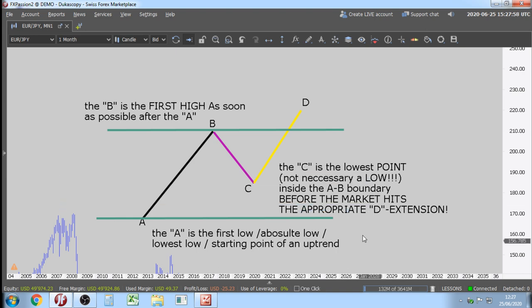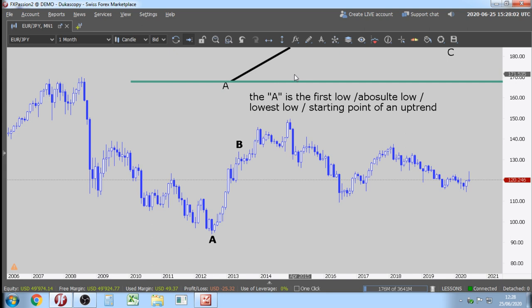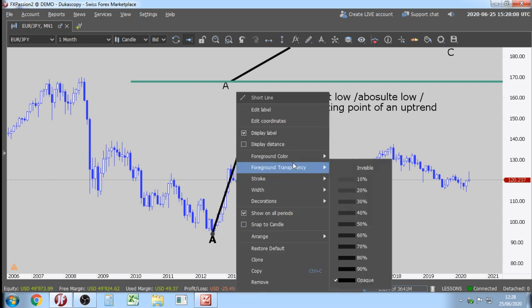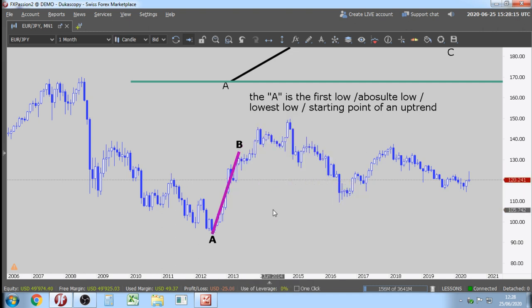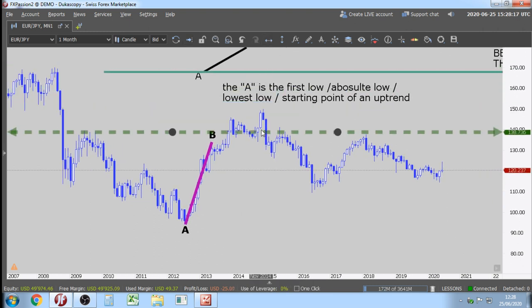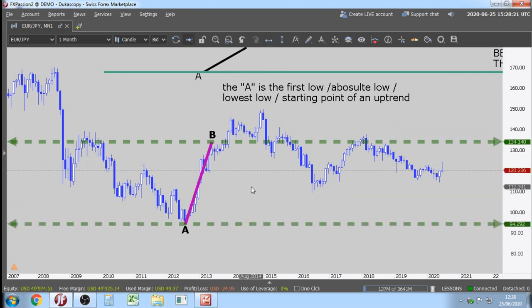Okay? So, until now we have the A to B. This is one. A to B is something like this. Right, and now we have the horizontal lines, right?